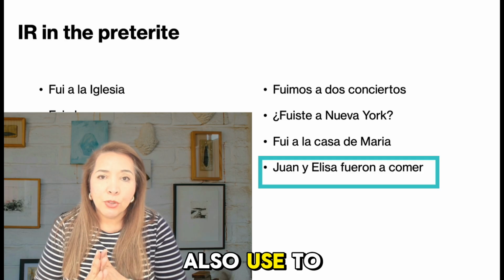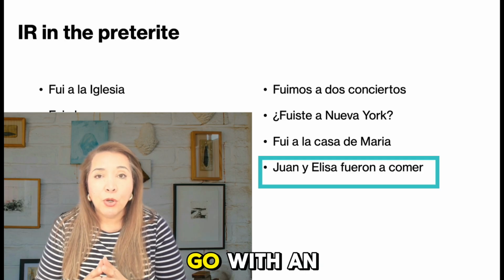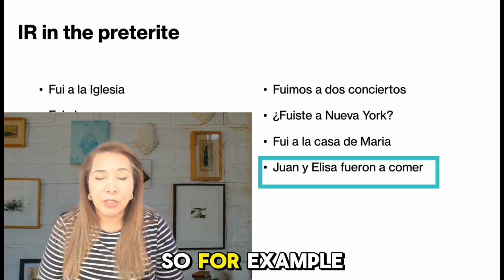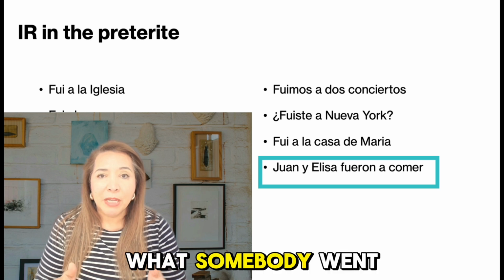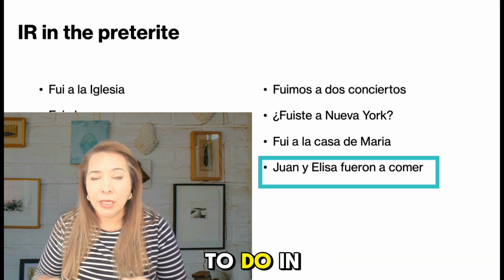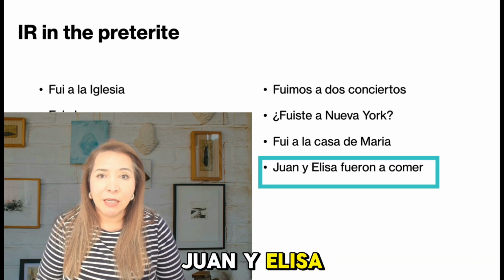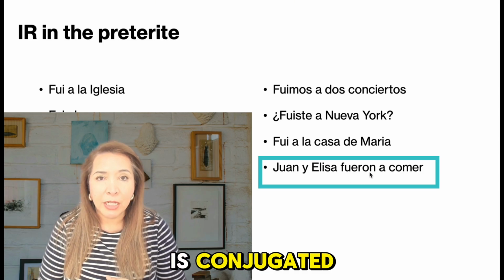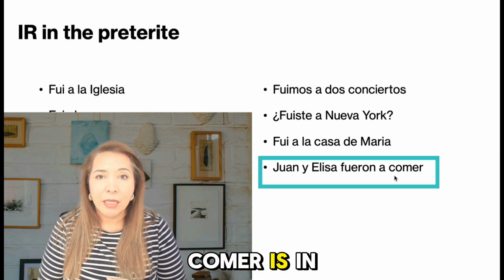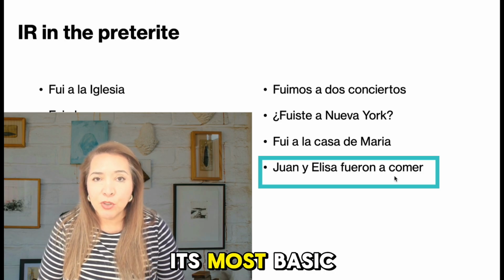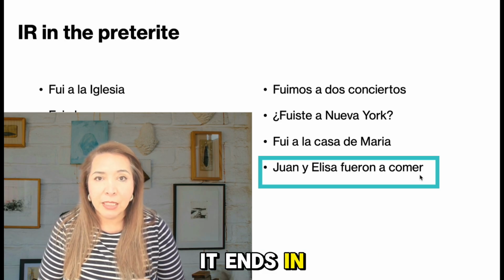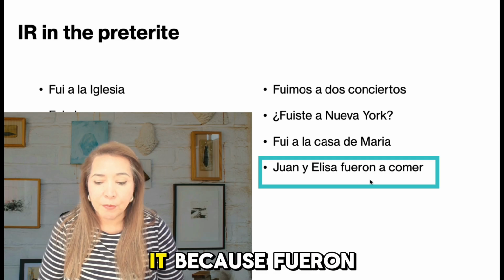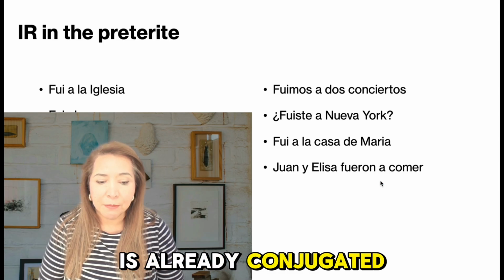Lastly, I can also use to go with an action. So, for example, what somebody went to do. In this example, Juan y Elisa fueron a comer. Notice that fueron is conjugated. Comer is in its most basic form. It ends in er. I didn't change it because fueron is already conjugated.